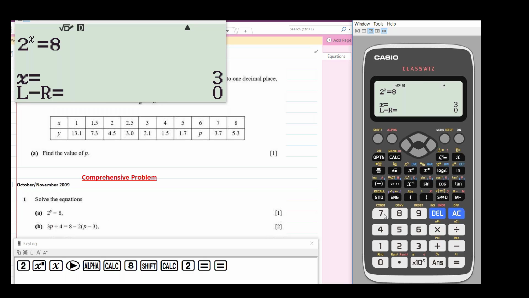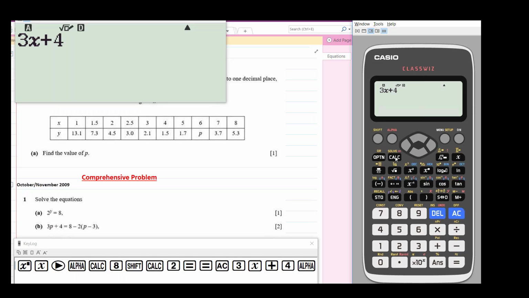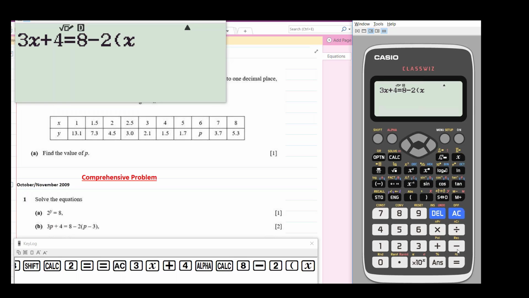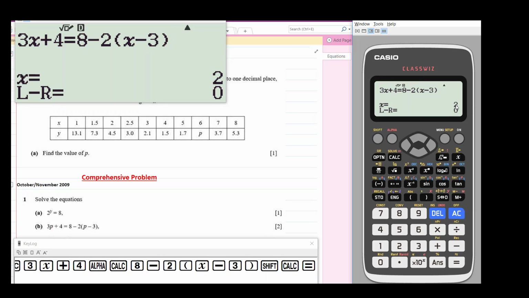Now the second part, we already did the same question, but let's do it again. 3x plus 4 equals, for equals you must press alpha and then the calculate button, 8 minus 2, then bracket x minus 3, bracket close. Now you should press shift and then solve. Let the value of x be 3. So the value of x is 2, L minus R is 0. That means the value of x is accurate, which is x equals 2.